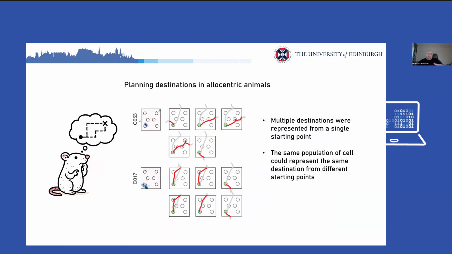So again, we find in the start box, so during decision making, multiple destinations can be represented from the same starting point, and again, vice versa, the same population of cells could represent the same destination when starting from different starting points.